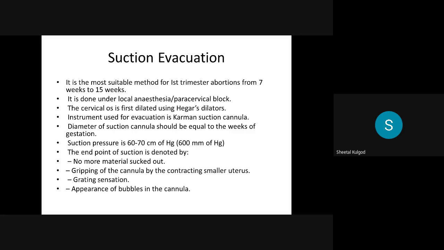Whatever said and done, whenever there has been a suction evacuation, we always confirm that the procedure is complete by documenting an ultrasonography, either the next day or the same day before discharging the patient. So that's very important.